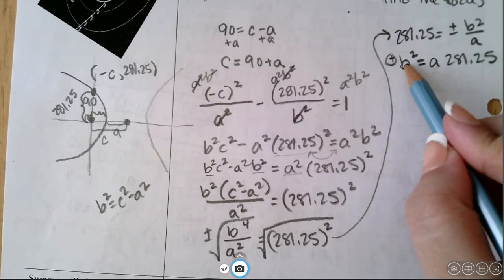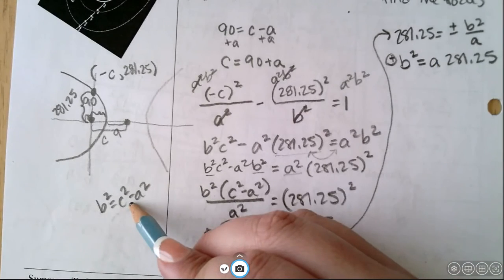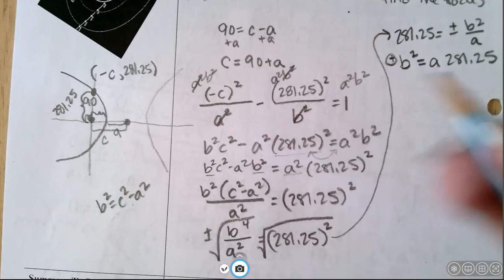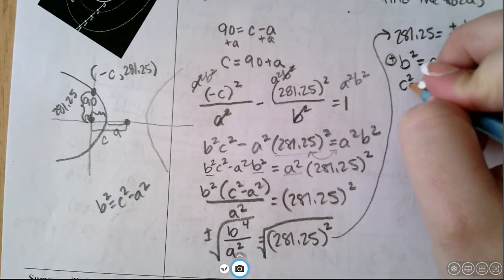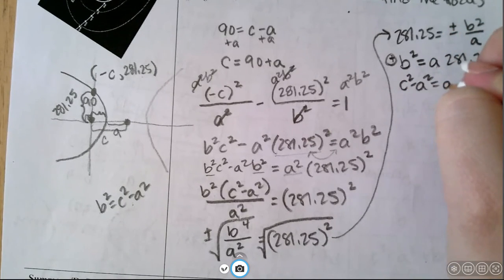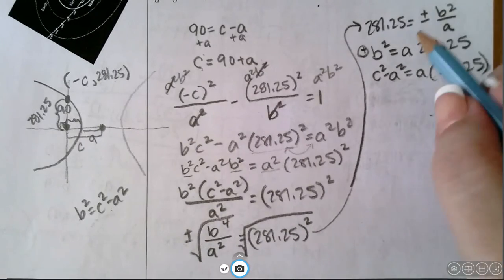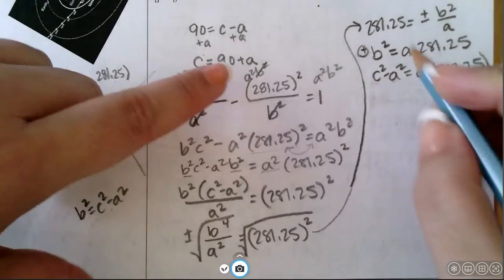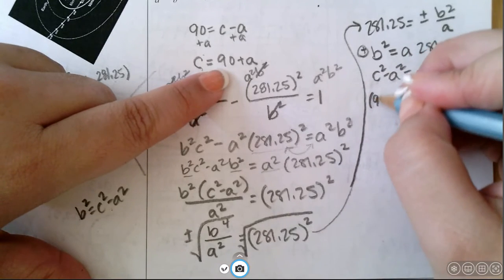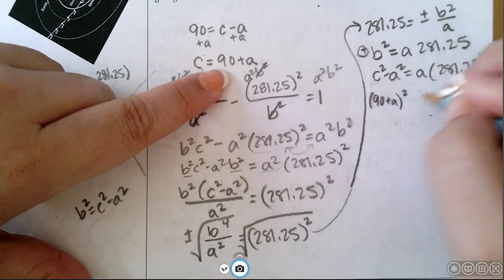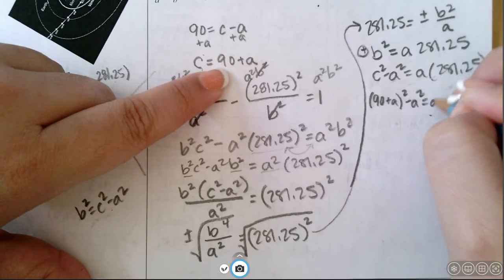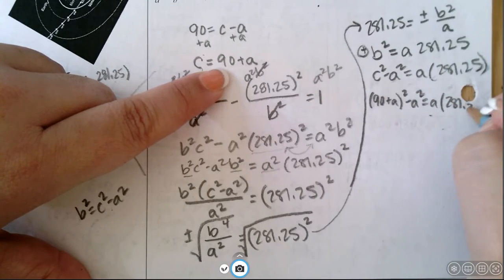So how do I write b in terms of a? Well, I'm going to undo the step that we just did. So we're going to say c squared minus a squared equals a times 281.25. So since we have c in terms of a, we're going to substitute 90 plus a squared minus a squared equals a times 281.25.